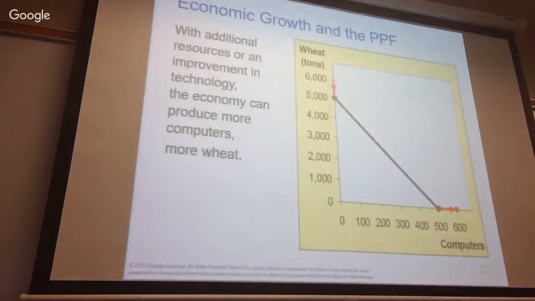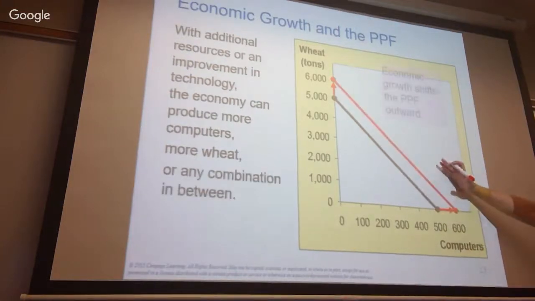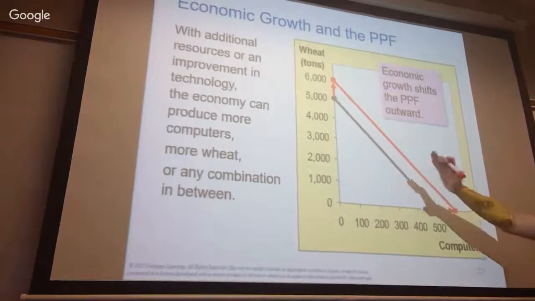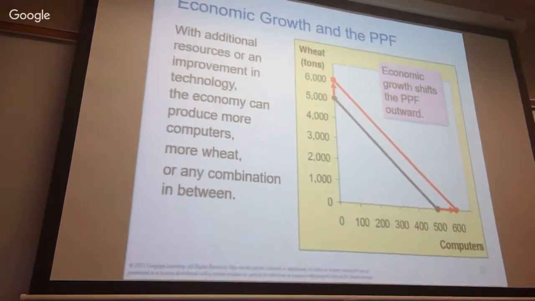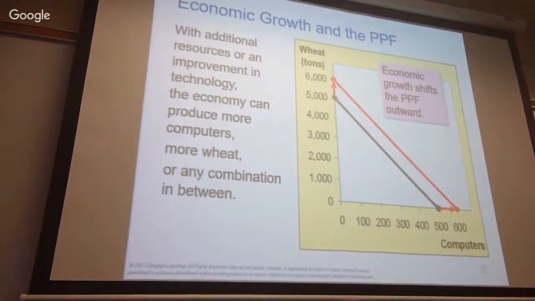Okay. Now, one way to show economic growth. So remember what I said. Money is not important. So if your economy is growing, we don't care about how much more money you have. We care about how much more good and service you have. So if your PPF shifts outward, going from the black line to the red line, this is called economic growth, because your economy can now potentially produce more good and service. Now, it doesn't mean the economy is actually producing more good and service. That means the economy can produce more good and service. And that's called economic growth.